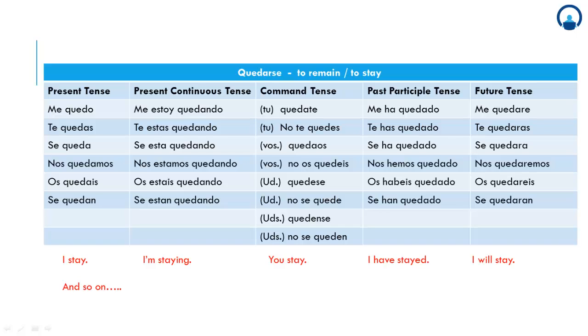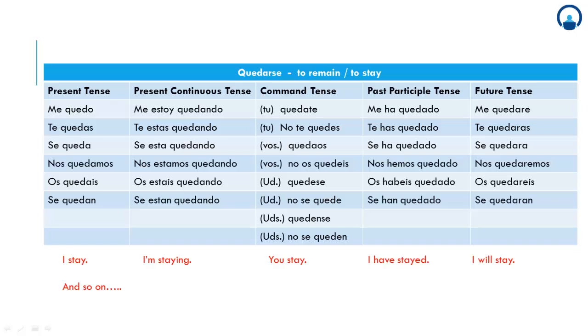Quedarse is the verb. It is conjugated in the present tense as me quedo, te quedas, se queda, nos quedamos, os quedáis, se quedan. The verb quedarse is conjugated in the present continuous tense as me estoy quedando, te estás quedando, se está quedando, nos estamos quedando, os estáis quedando, se están quedando. Now, if you note the difference, this is the present tense and this is the present continuous tense. Quedarse means to stay. So the first person conjugation, me quedo, means I stay. Me estoy quedando means I am staying, the present continuous tense.